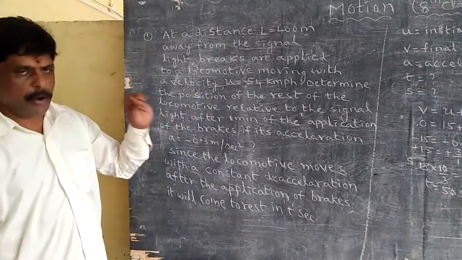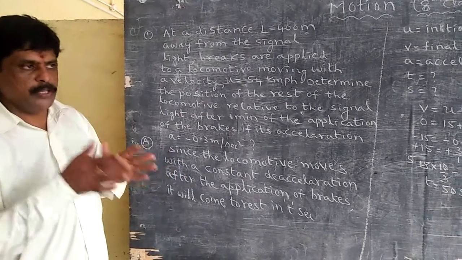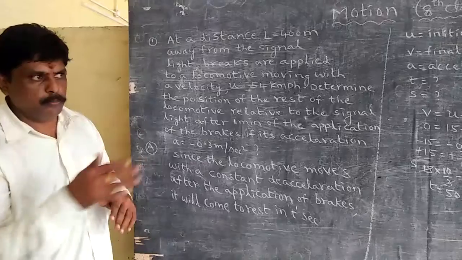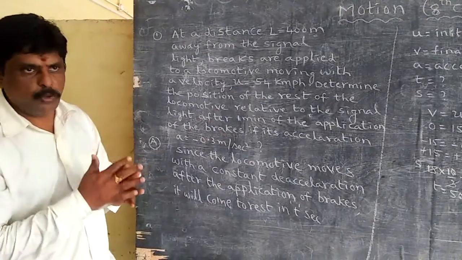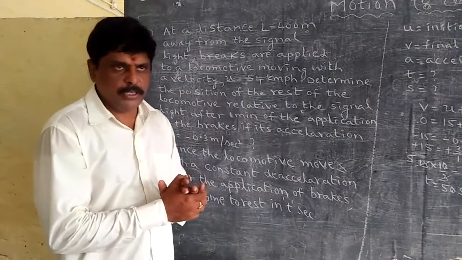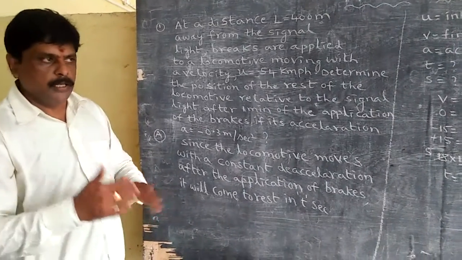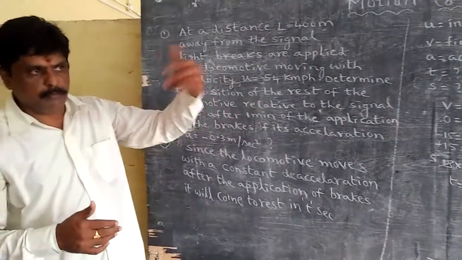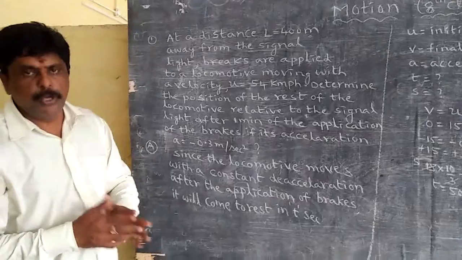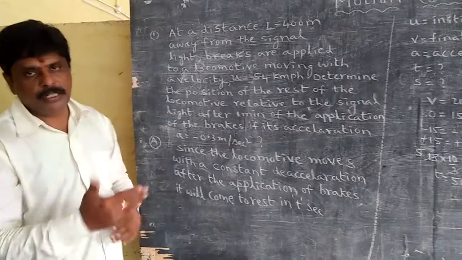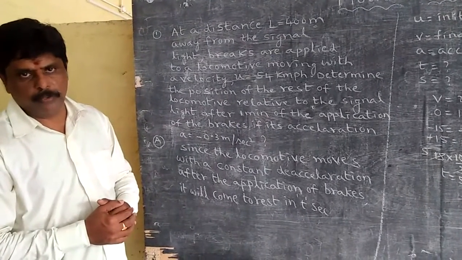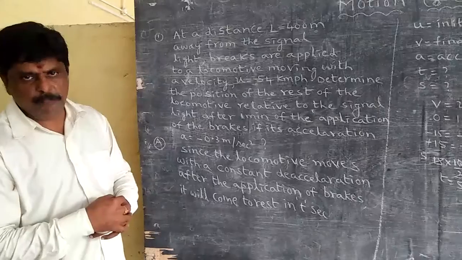Here I want you to understand the sum. When the train is moving, it sees a light signal 400 meters ahead. Then it applies the brakes. The train will be stopped after 1 minute. You have to find at what distance the train is stopped.